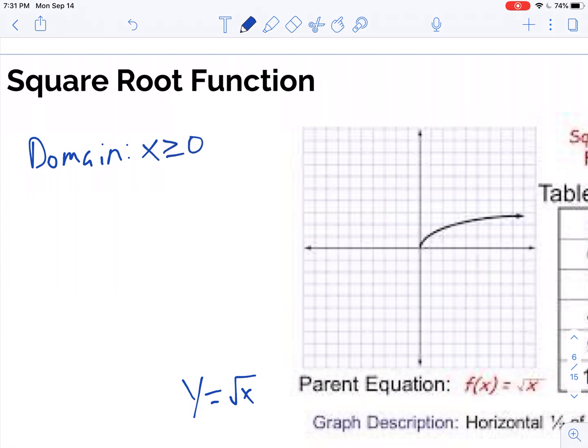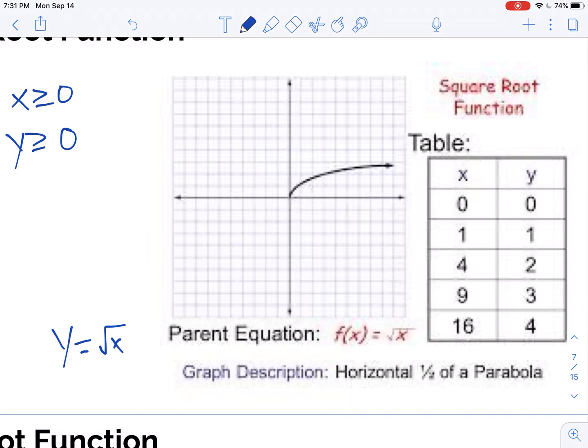So x has to be greater than or equal to 0. And conversely, our range on this function is going to be y is greater than or equal to 0. Technically speaking, some of you might be asking, but I thought when you took the square root, you could get a positive or negative. In this term, we are only looking at the positive. If you had a positive negative square root that you were taking, you would end up with negative y's as well, and you would have a graph that looks like this, and this is not a function.